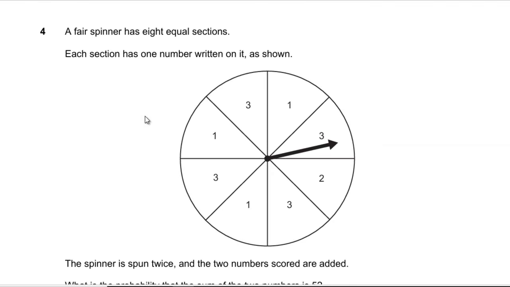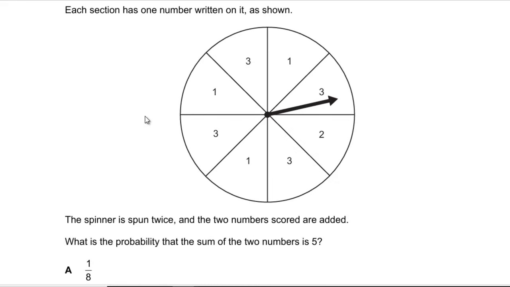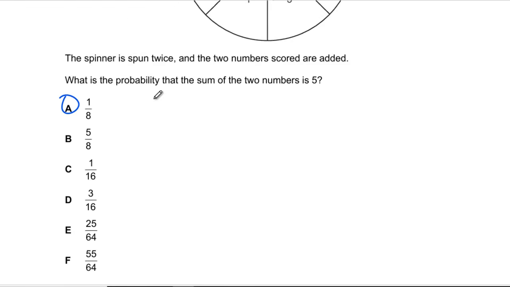Question 4. Fair spinner has 8 equal sections. Each section has one number written on it. Okay. It's spun twice. You add the 2 numbers. What's the probability the sum is 5? So we need a 3 and a 2. So 3 is half of them, 2 is an eighth of them, and we could go 2 then 3 or 3 then 2. So we'll have to double it, and we're just left with an eighth. A. Okay.